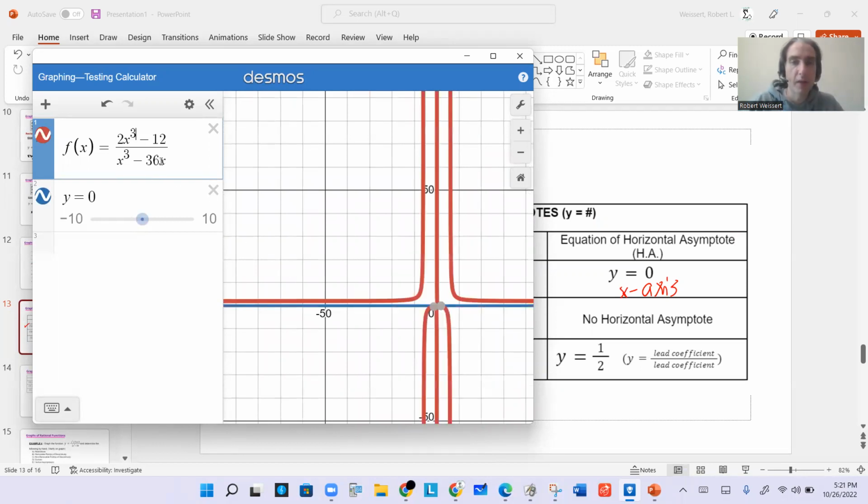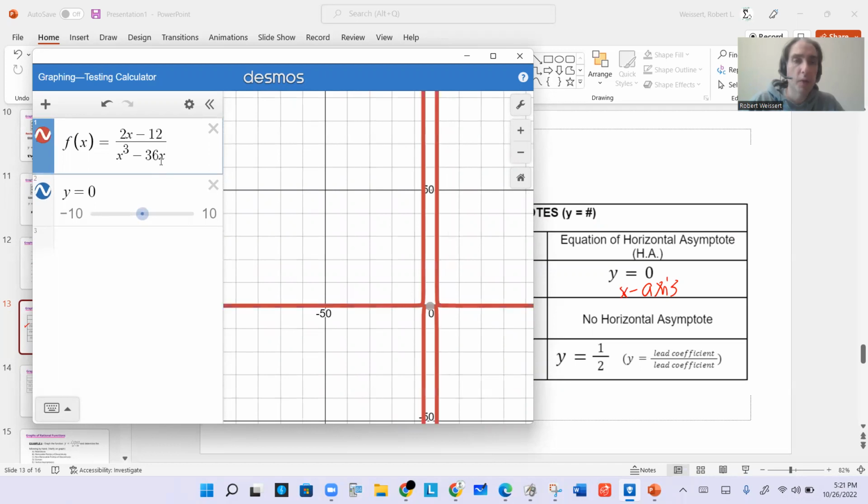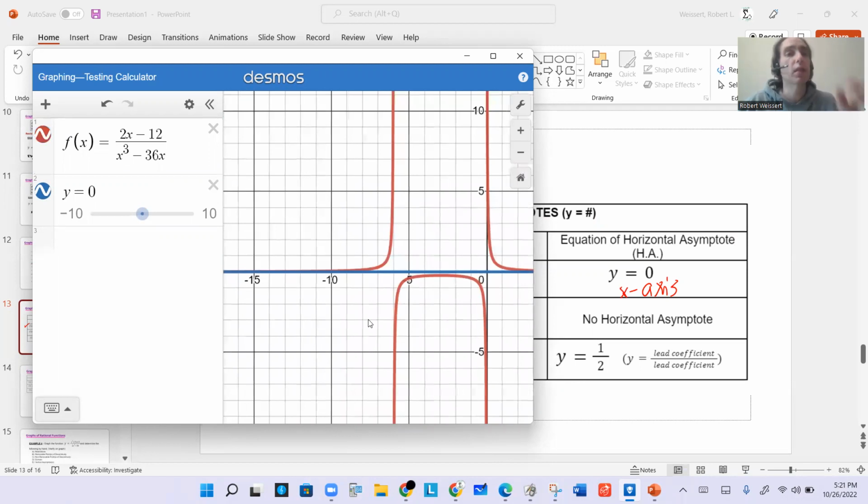Now, if I make that a 3, that's going to be a different story. But anytime the degree on top is smaller than the degree on the bottom, it'll always be y equals 0. Y equals 0. All right, next rule.